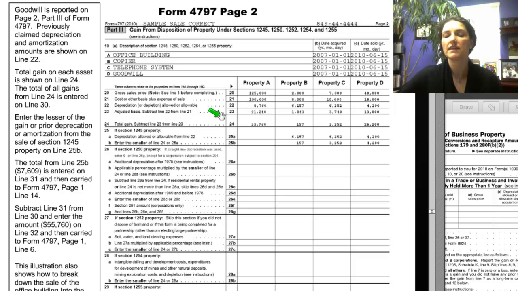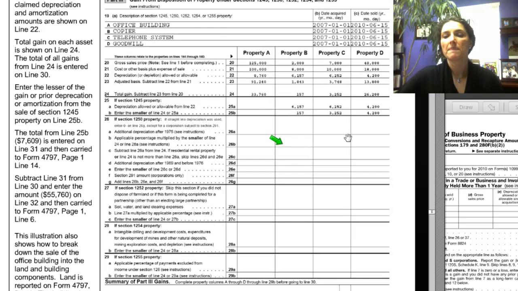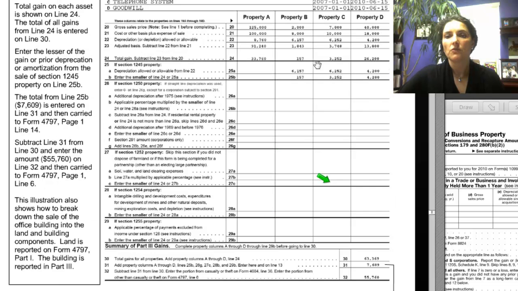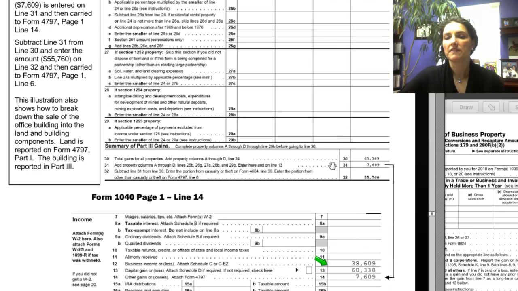So some of the gain that we're reporting from line 24 is going to be subject to capital gain rates, and some of the gain reported on line 24 is going to be subject to higher rates of ordinary income. And the portion that will be taxable at the higher rate is the amount shown on line 25B. So down at the bottom of the form, we total up the amount of all gains shown on line 24 and carry that down to line 30. And how much of the gains shown on line 30 are recaptured depreciation or amortization amounts? Well, $7,609 is. So ultimately, that amount on line 31 will end up getting reported on Form 1040, line 14.